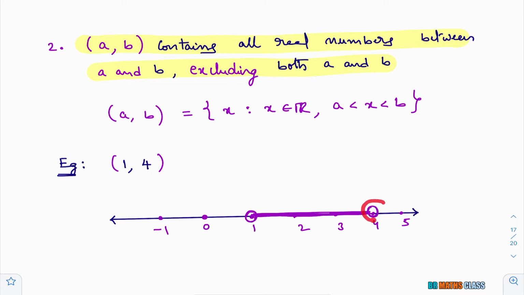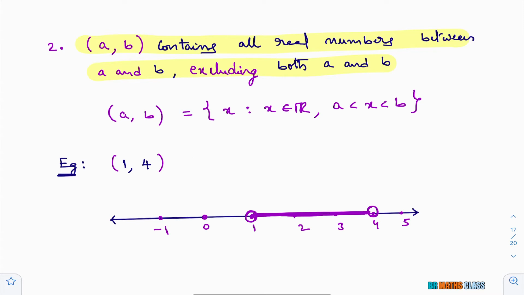You can look here, an open circle at 4 is there. That means 4 is not included. I hope you understand. Open interval 1 comma 4 means it contains all real numbers between 1 and 4, but 1 is not included, 4 is not included.